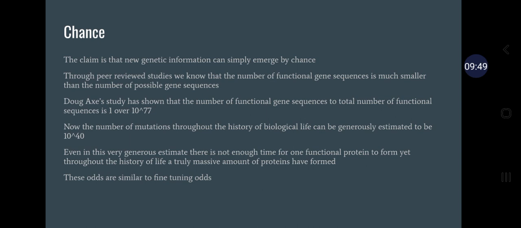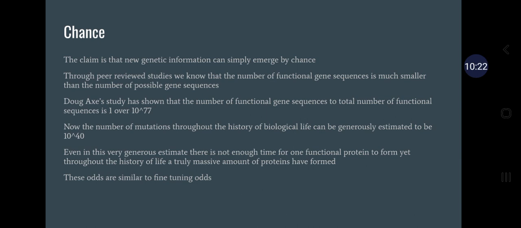Basically the study showed that the ratio of functional gene sequences to total sequences is about 1 over 10 to the power 77. Now understand how improbable this is. 1 is the numerator, the denominator is 10 to the power of 77. This is an exceedingly minute number of functional, beneficial gene sequences compared to total possible gene sequences.